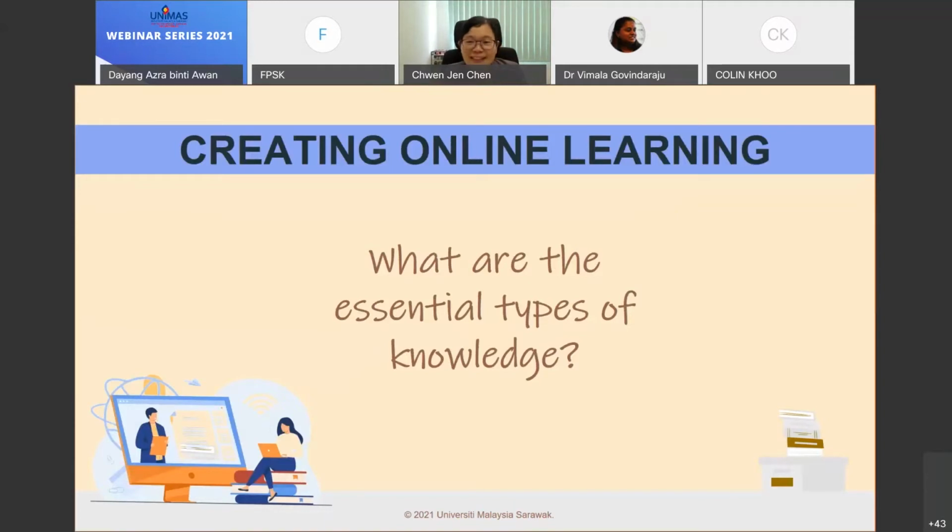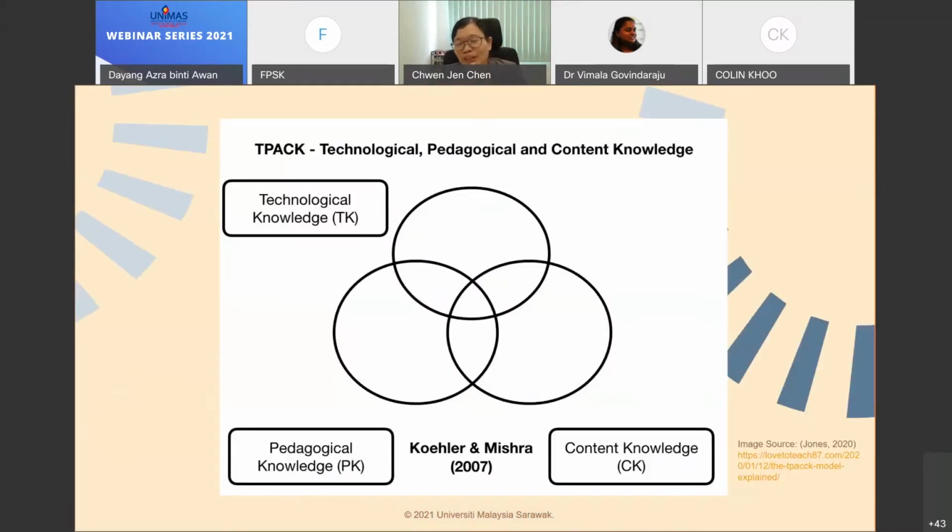I believe many of you may be very familiar with this model, the TPACK model, that talks about the different types of knowledge domain that you need to have when creating a technology-based learning environment. In this case, we are talking about an online learning environment. This model talks about three types of knowledge. First of all, of course, you as an instructor need to have the content knowledge. You are the subject matter expert, therefore you need to have the content knowledge.